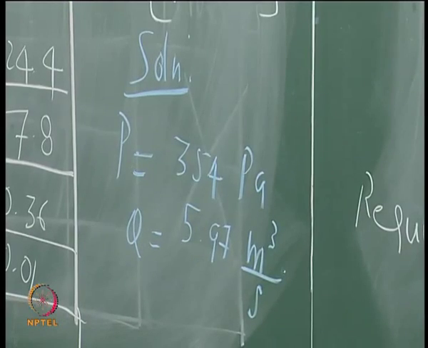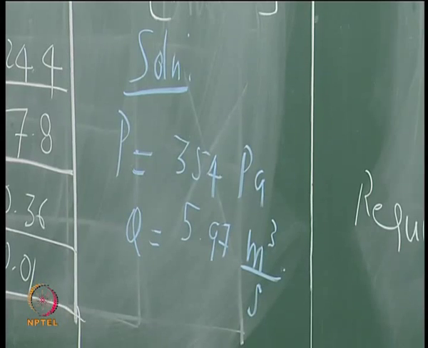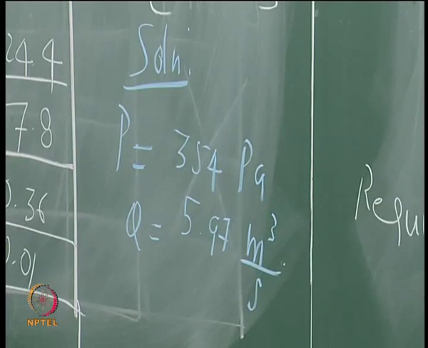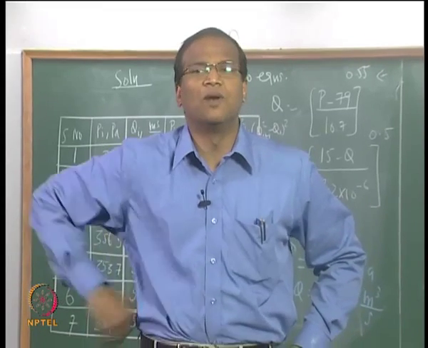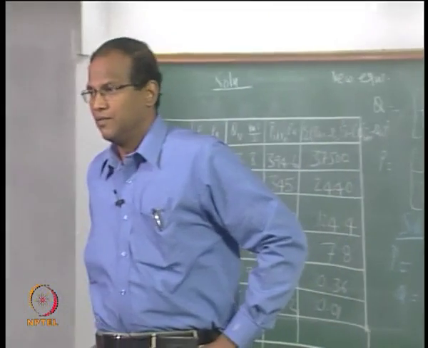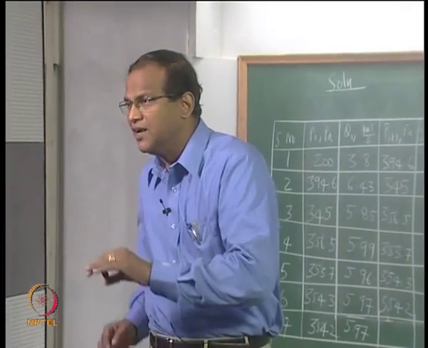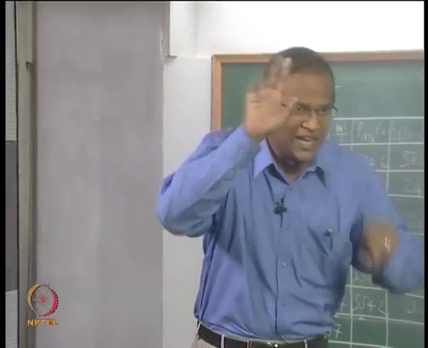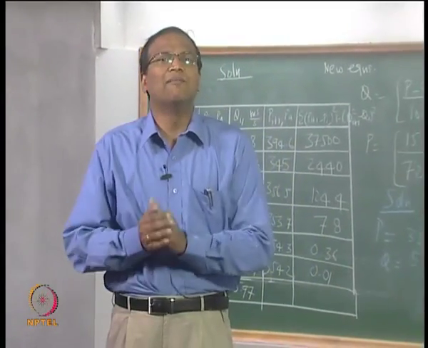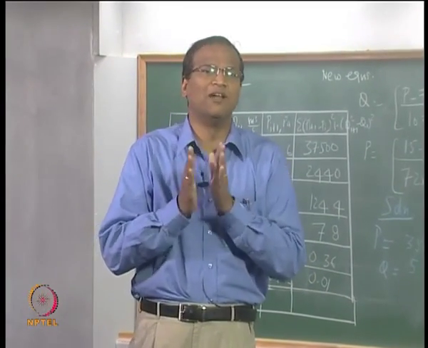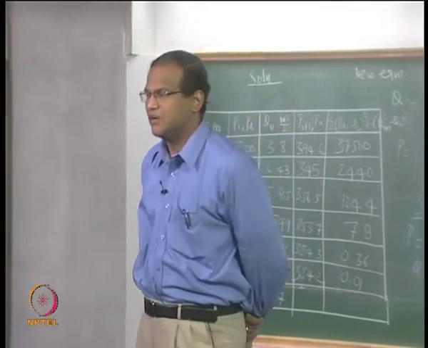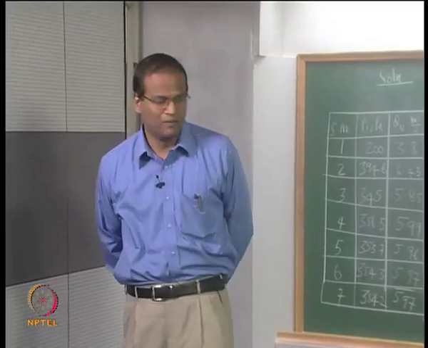So people who have completed this, let us do the last part of the problem. Examine the stability of the system at the operating point. This was problem number 6, right? Problem number 6, whatever you have done so far, take it as part A. Part B, examine the stability of the system at its operating point. What do I mean by that?